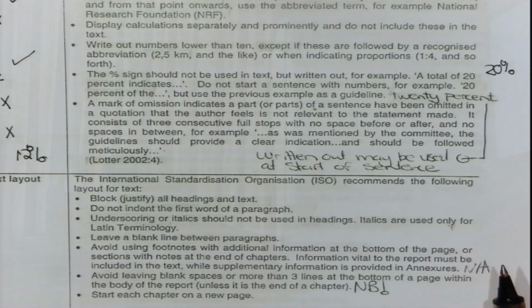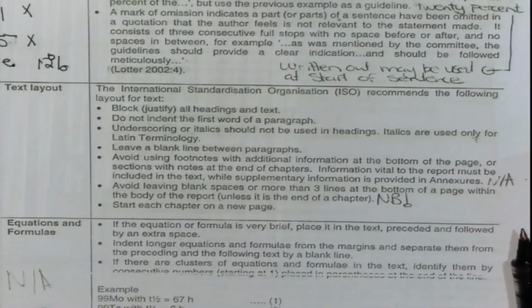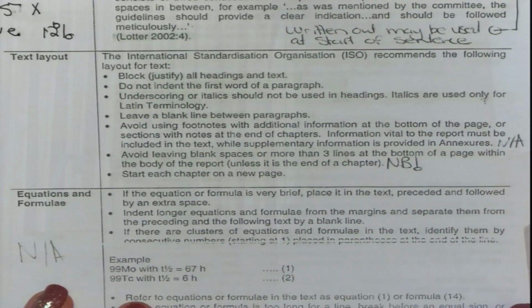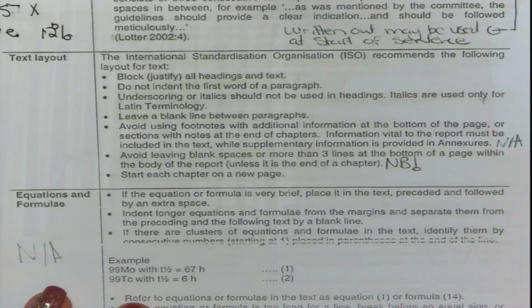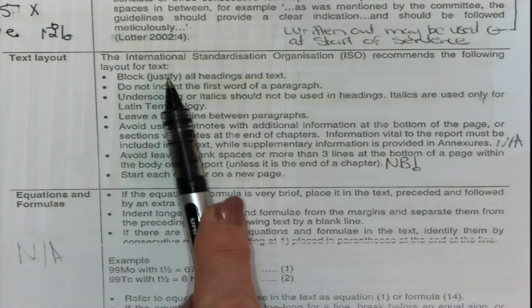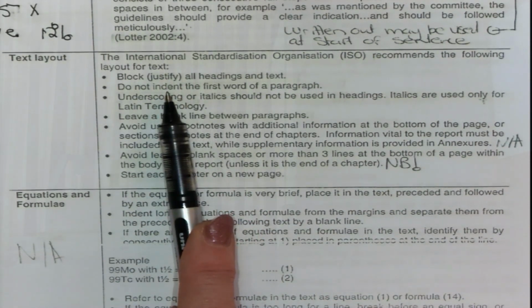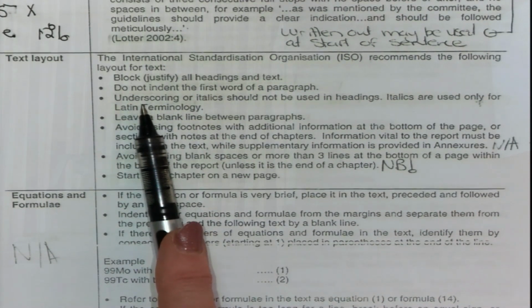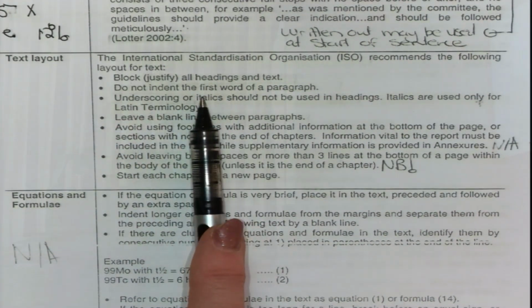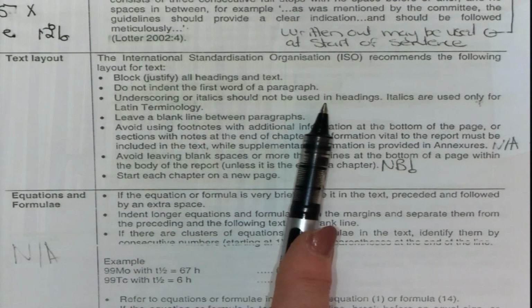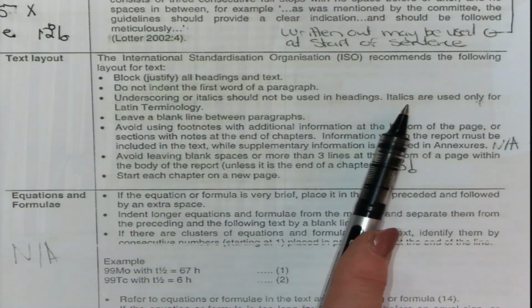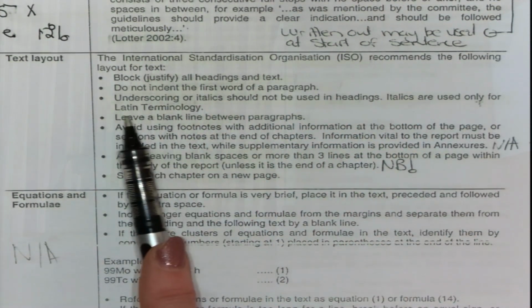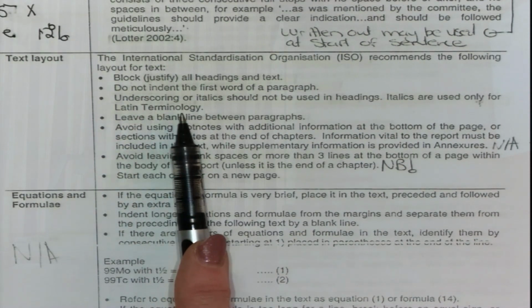We did quotations yesterday. We are coming now to how to do text layout. We've said justify. We said we are not allowed to indent anything. Underscoring or italics should not be used in headings. Italics are only used for Latin terminology. In other words, remember et al., which is Latin.